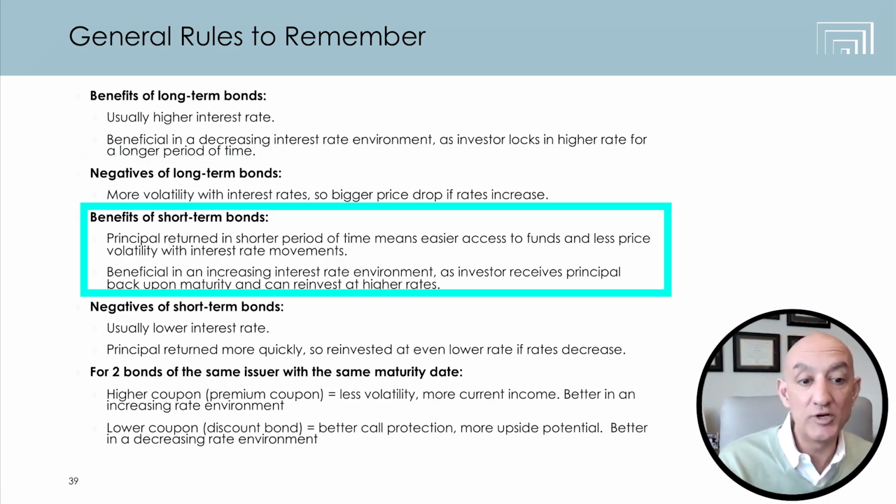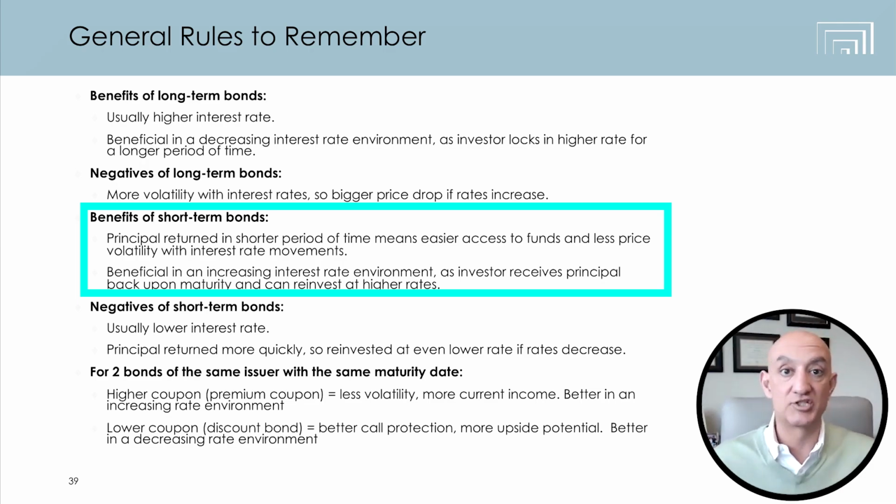The benefits of short-term bonds are that the principal is returned to you more quickly, so you have easier access to your funds and less price volatility with interest rate movements. So they're beneficial in an increasing interest rate environment because you're going to get your money back and you're going to get to reinvest it at a higher rate.